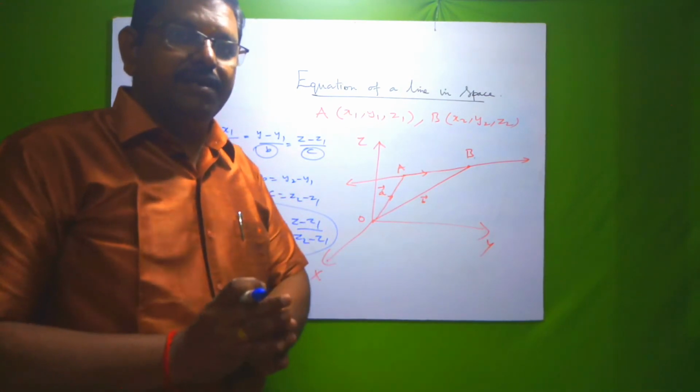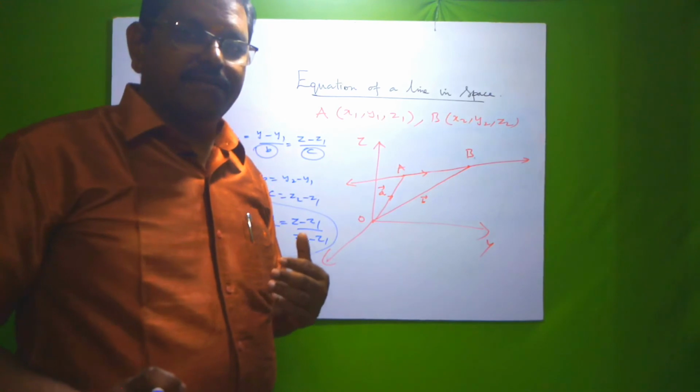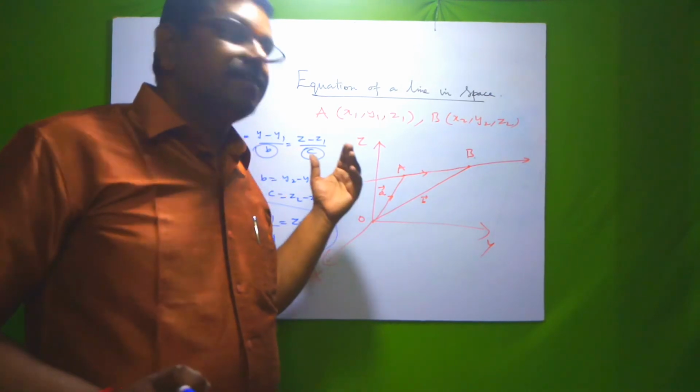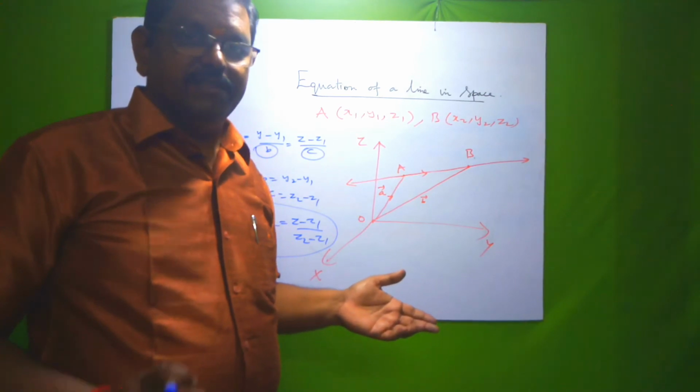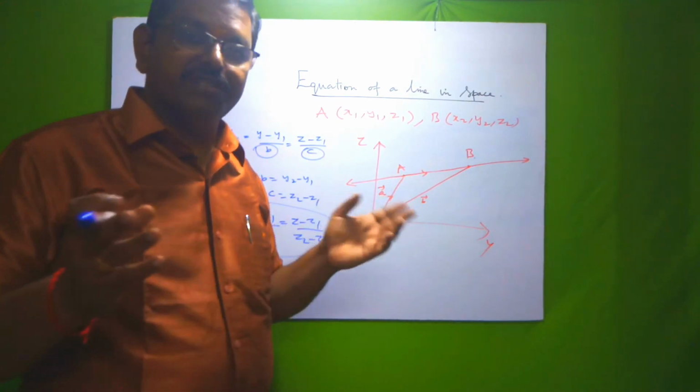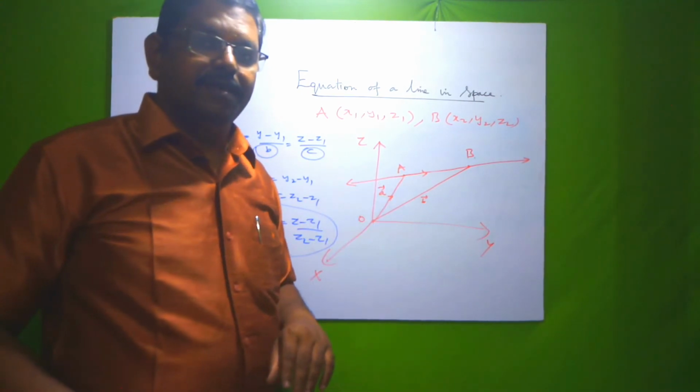Remember, if two lines are parallel, then their direction ratios are the same. Similarly, their direction cosines are also the same.